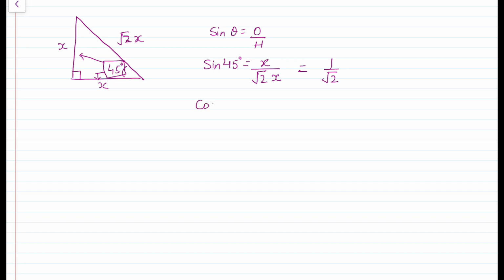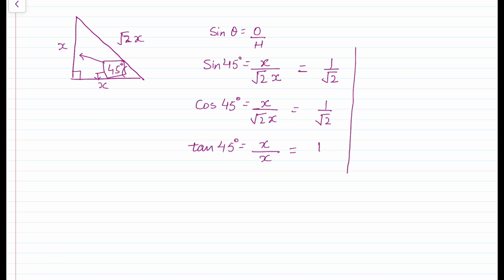All right, then cos 45 degrees. Cos 45 is adjacent, and adjacent is also x, over root 2x, so that is the same value. So sine 45 and cos 45 are the same values, right? And then we are left with tan 45 degrees. Tan 45 is opposite, which is x, over adjacent, which is also x, so that leaves us with 1.